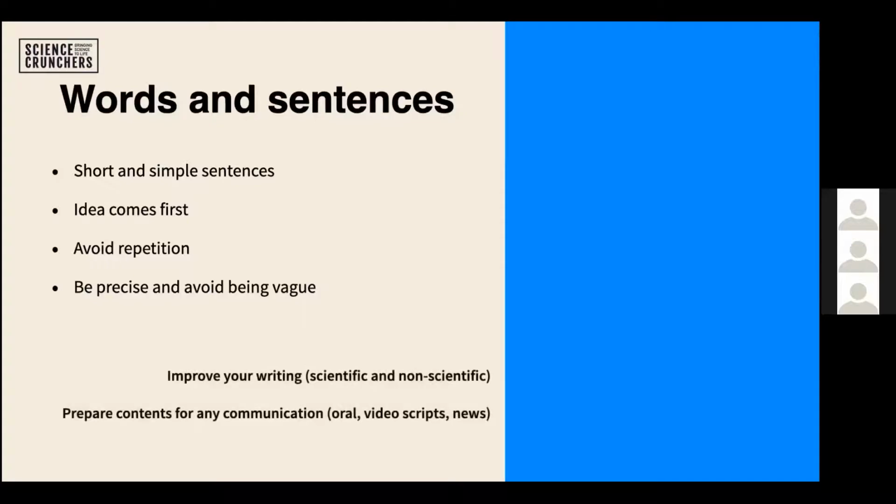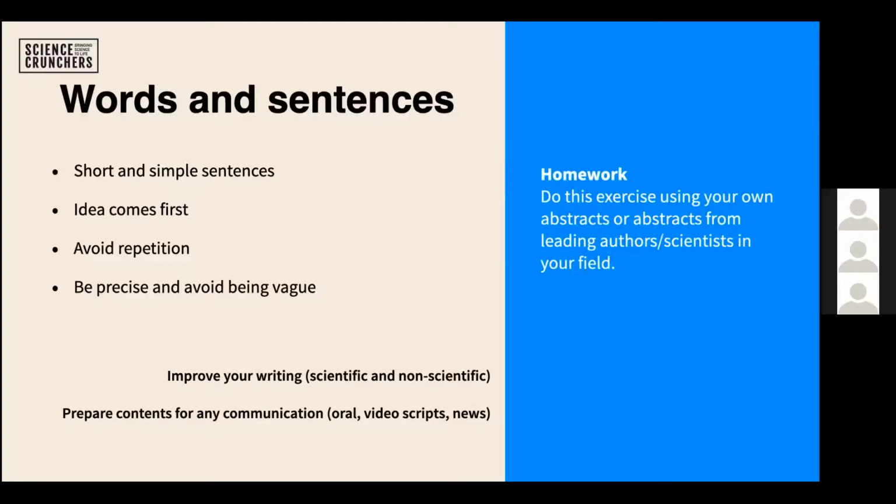And this will allow you to improve your writing, both scientific and non-scientific writing, and also to prepare contents for any kind of other communication. So this can be even an exercise on how to extract the information that is really key from your findings, from your science, and to communicate it to other audiences. And a little homework, and this would be an exercise to do with the audience: use abstracts that you wrote in the past or from leading authors or scientists that you really acknowledge and admire in your field, and do this exercise. And most of all, learn from their mistakes and learn from the good examples as well.